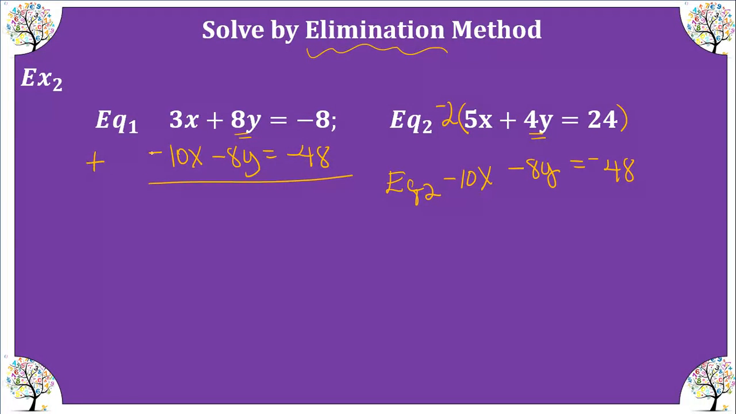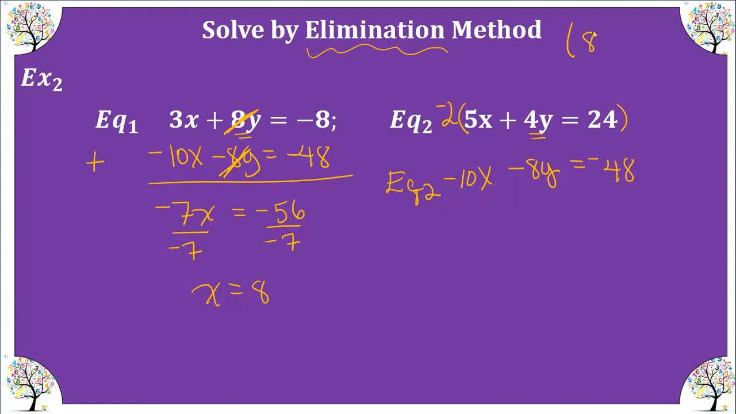We're combining. When I add the x's, I get -7x. My y's are eliminated. They give me 0, which is the goal: to eliminate a pair of your variables. And now I have -56. Now we can solve for x. And my x value is +8.